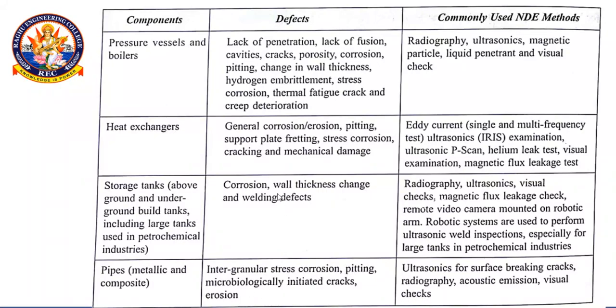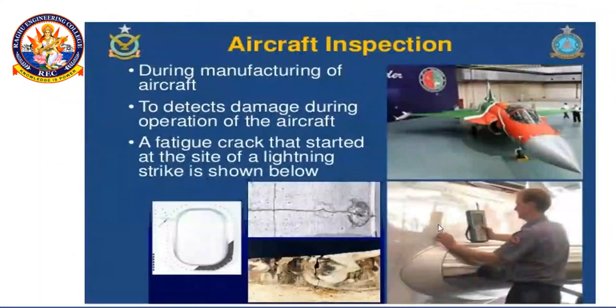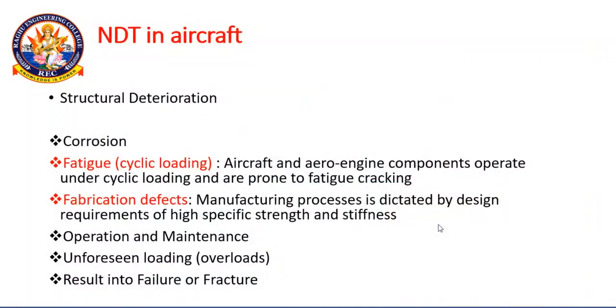These are all defects we have studied in the production technology subject. That's why I have not given that much importance to explaining all these defects. I am concentrating on the commonly used NDT methods. For these, we generally use ultrasonic testing for surface breaking cracks, radiography, acoustic emission, and visual checking.